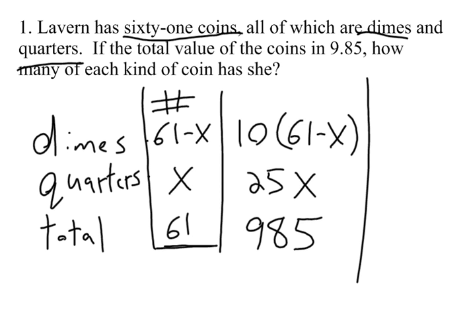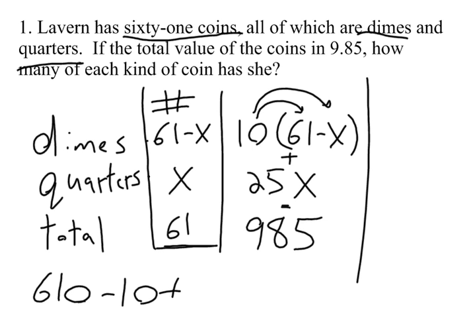We can then simplify this one if we wanted to. We can make a simplified version. Or we can do it as we make an expression, because we know if I add the value of the dimes to the value of the quarters, it is going to give me the total value. Okay? So, we have 610 is what I get if I do 10 times 61. Minus 10x is what I get when I multiply 10 by negative x. Plus 25x is 985. So now we have an equation that we can just solve.